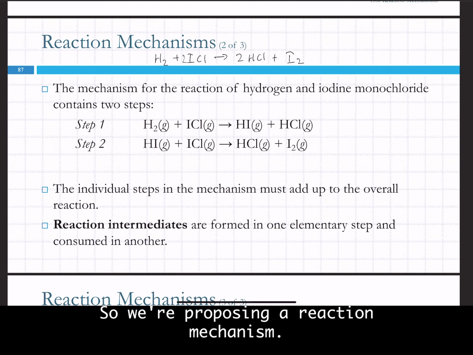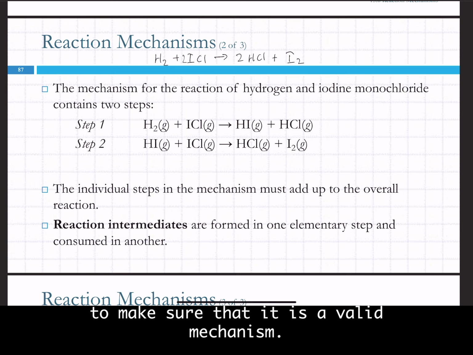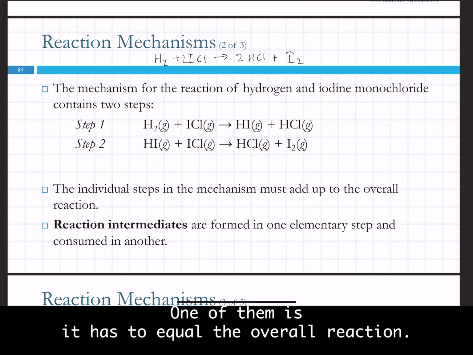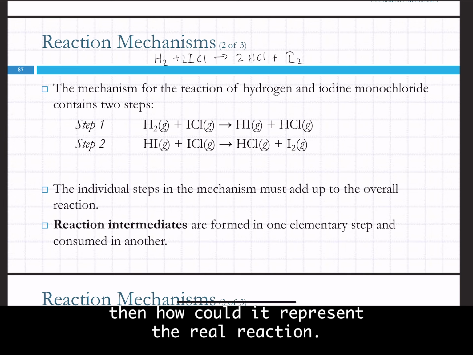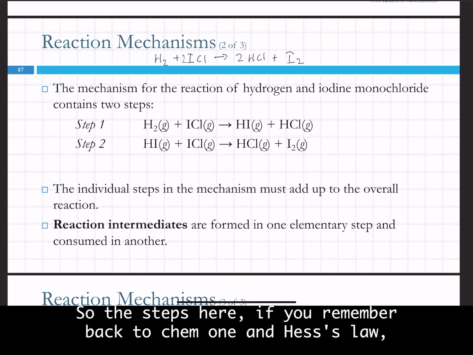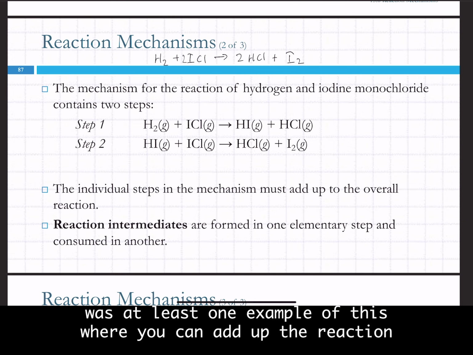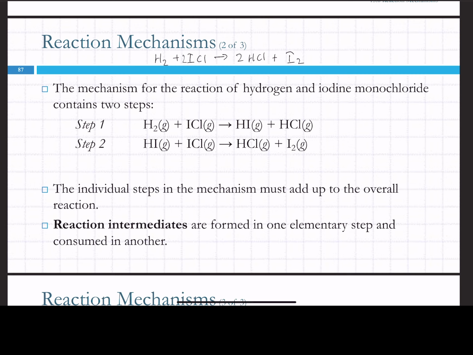So when we're proposing a reaction mechanism, there's a few things you have to check for to make sure that it is a valid mechanism. One of them is it has to equal the overall reaction, because obviously if it doesn't equal the overall reaction, then how could it represent the real reaction? So the steps here, if you remember back to Chem 1 and Hess's law, was at least one example of this, where you can add up the reaction equations, stuff cancels out on the sides, and you end up with a new overall equation, and you can calculate the energy of the reaction. You do that in Chem 1, right? Yeah, okay.